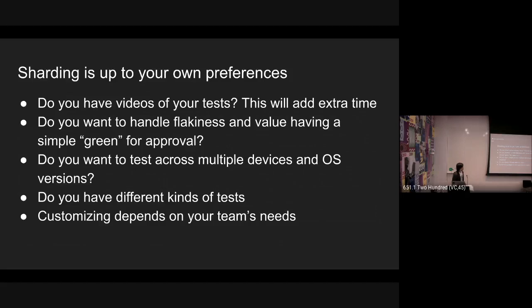But yeah, that was to conclude how we figured out how we wanted to shard our tests for Android and for iOS. How you end up sharding your tests really depends on what your team's needs are. Do you have videos of your tests? Because a video configuration might require extra time. Do you need to handle flakiness? Do you want a solid green as a test result? Do you want to test across multiple devices and OS versions? Do you have different kinds of tests? Do you have unit tests, which might be less flaky than integration tests? Do you have performance tests? It really depends on what your team's needs are.